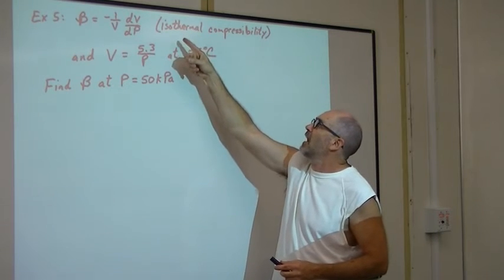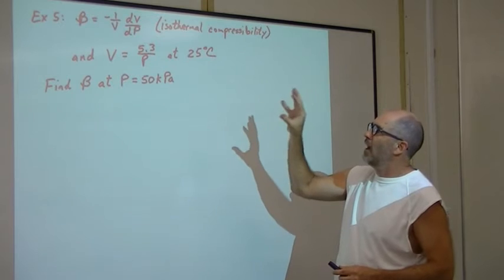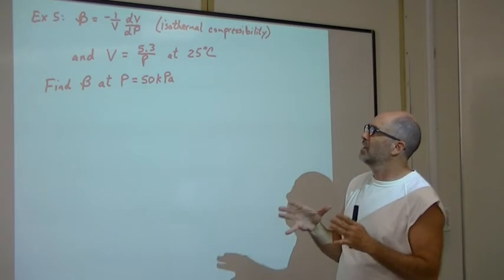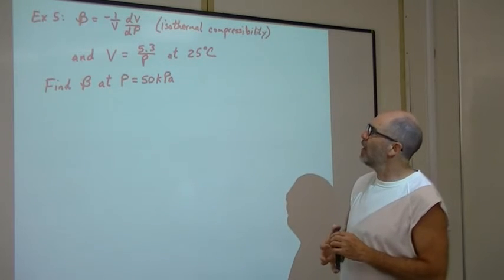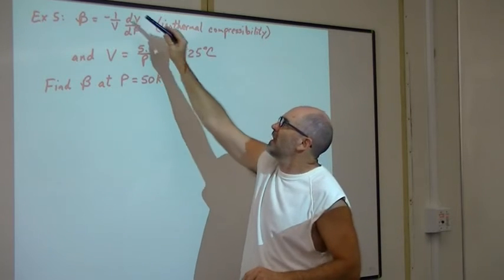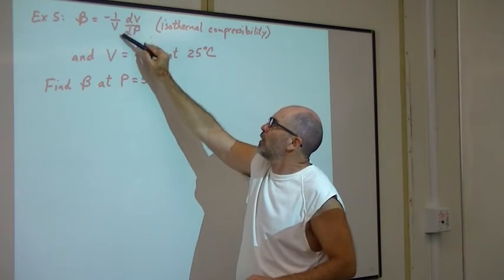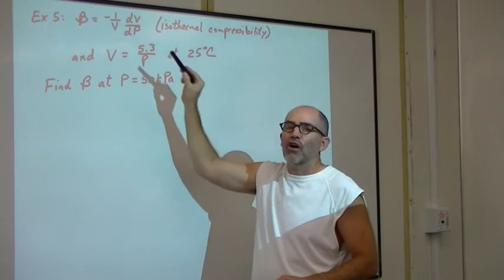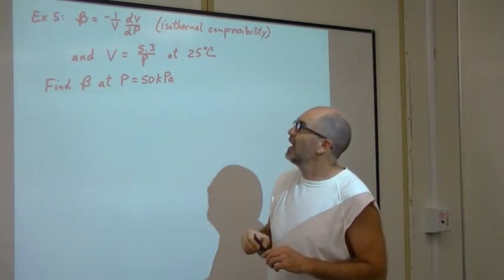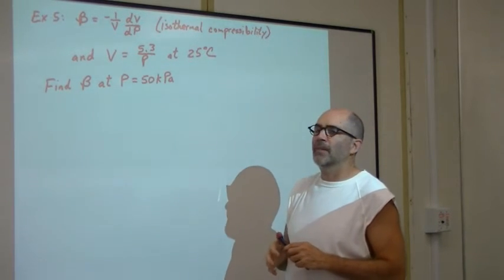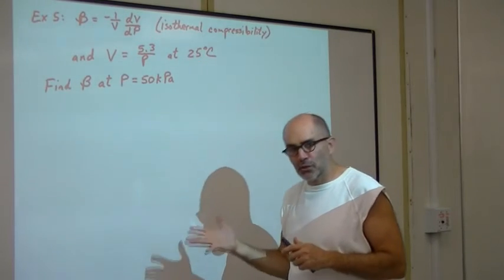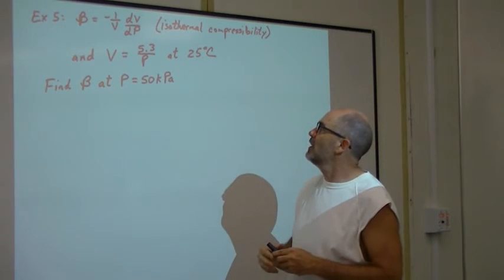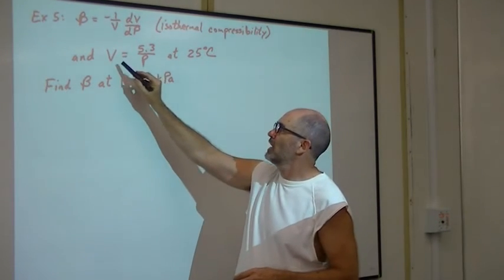So the compressibility of this particular gas when the temperature stays constant. Now, beta equals -1 over V, the volume, times dV dP, which is the rate of change of volume with respect to pressure. Okay, it's how much the volume is increasing as the pressure increases, or how much the volume is decreasing as the pressure decreases.